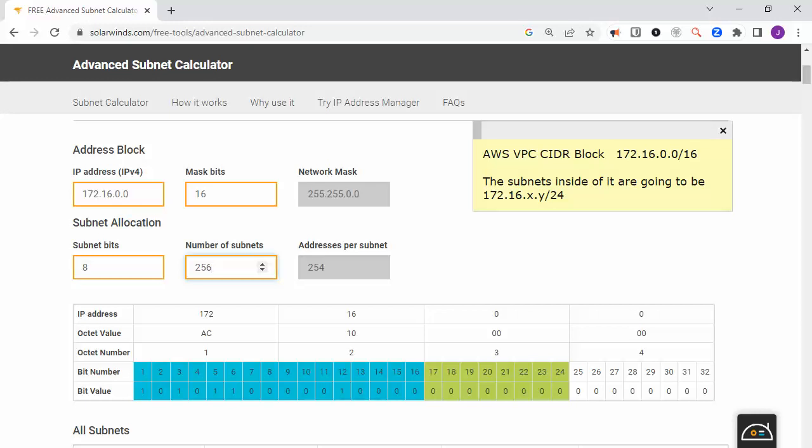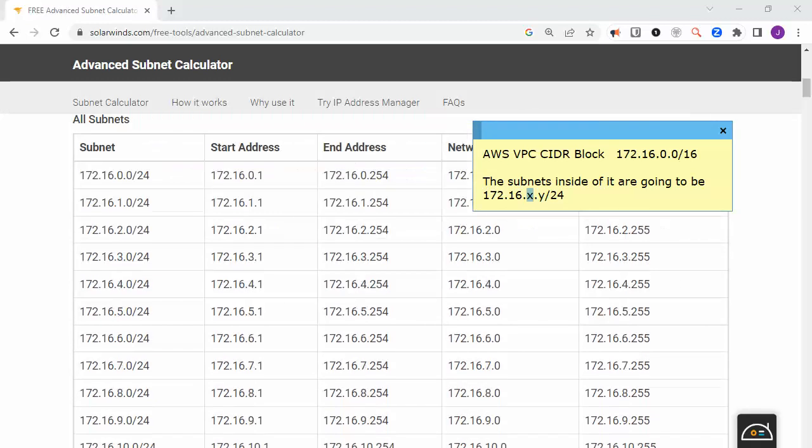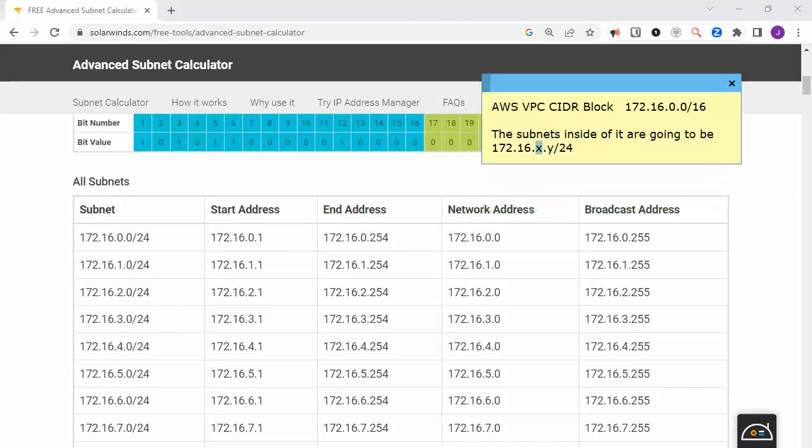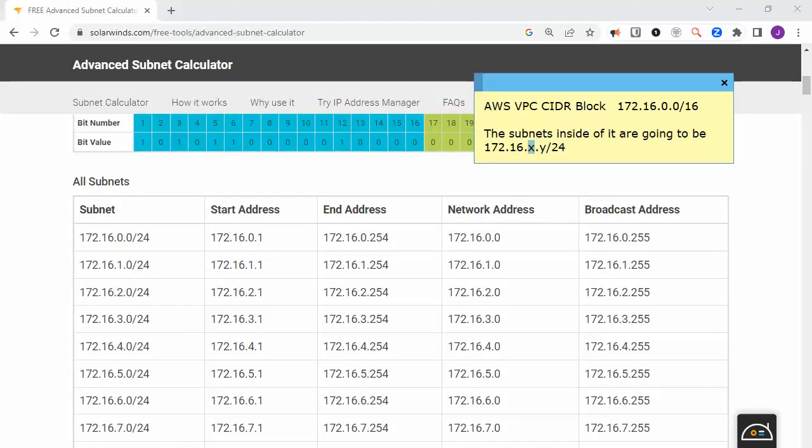Now let's take a look at the actual subnets. Let's see what they look like. If you just modify this value here, you're going to see how you get different subnets very easily. You can see, this is exactly what I was just telling you. Your first subnet is going to be 172.16.0.0. Look at the next one. The third octet is 1.